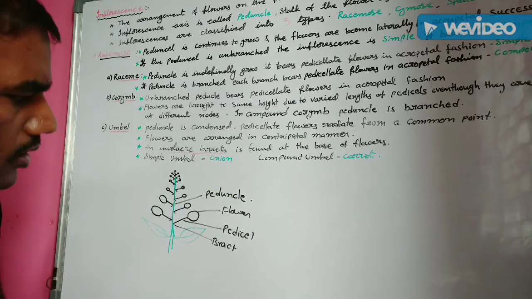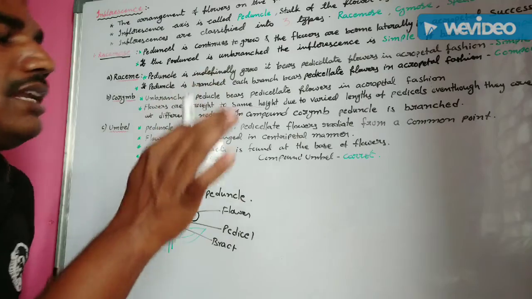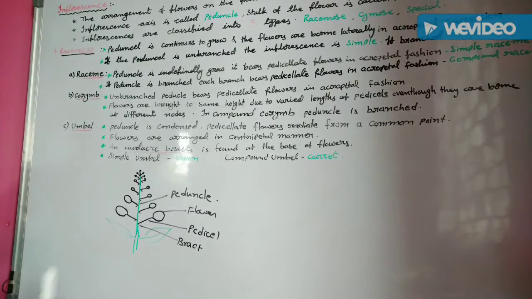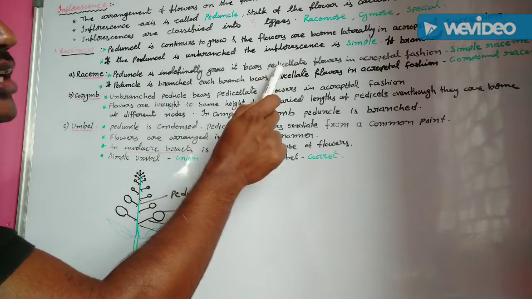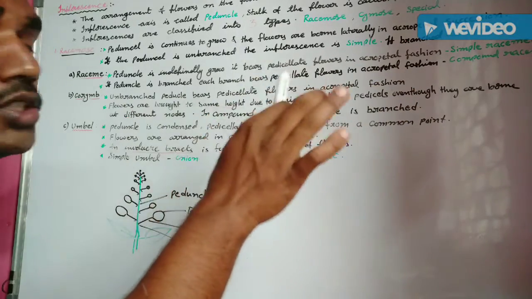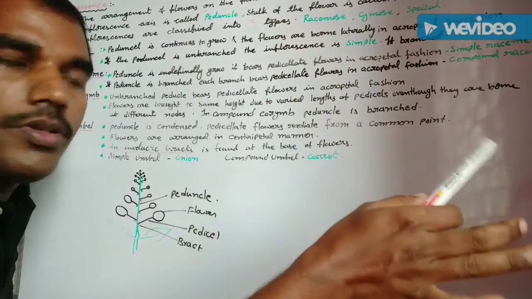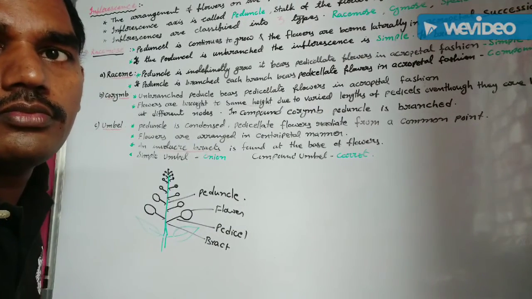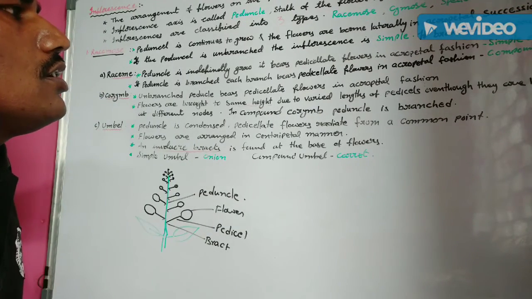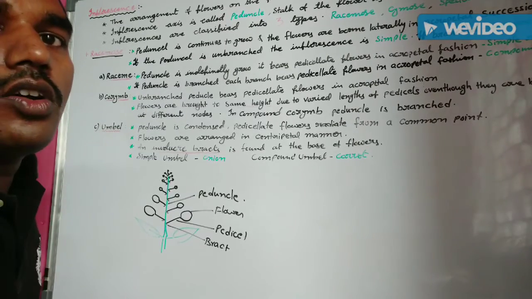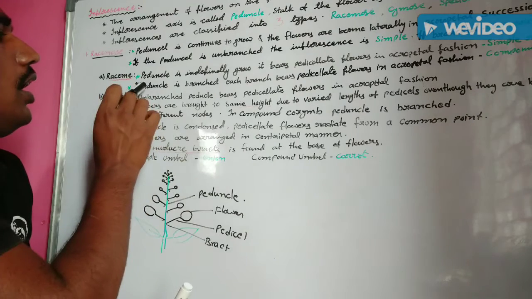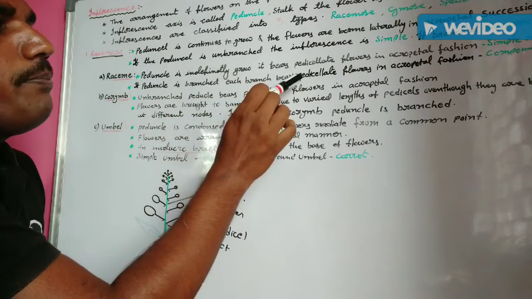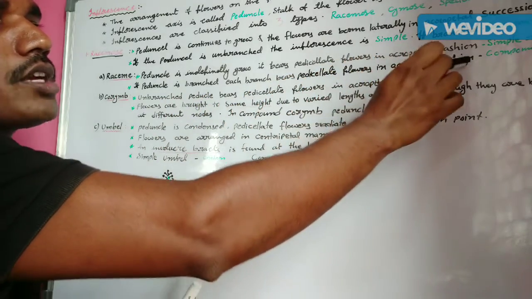Okay. If the inflorescence axis is unbranched, the type of inflorescence is known as a simple raceme. The peduncle is indefinitely growing. It bears pedicellate flowers in acropetal fashion, and the inflorescence axis is unbranched. This type of inflorescence is known as a simple raceme. Examples, you already know: Calotropis, Crotalaria, Gentiana.